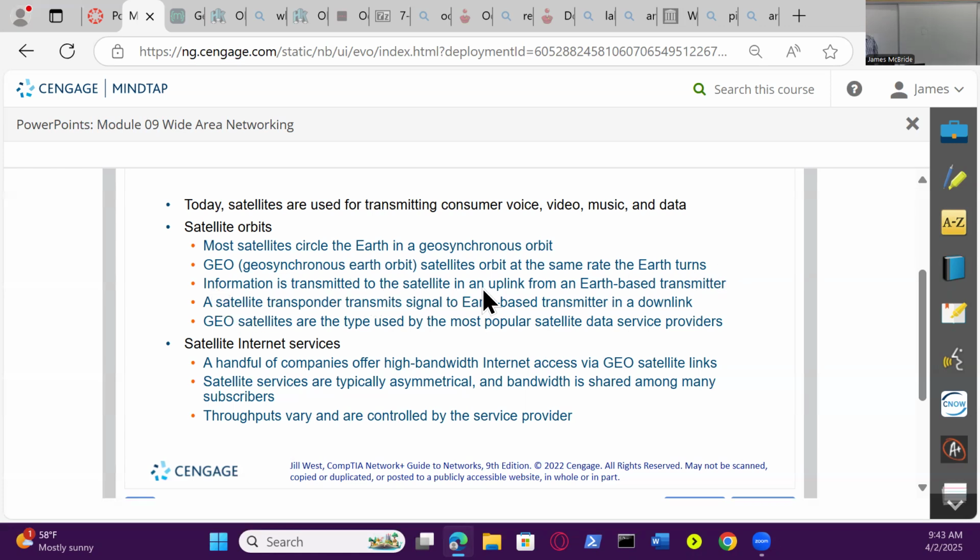Information is transmitted to the satellite in an uplink from an Earth-based transmitter. A satellite transponder transmits a signal to the Earth-based receiver as a downlink. And then geosatellites are the type used by most popular satellite services. So yeah, if you get on your cell phone and you decide to call somebody in France, chances are you're going to hit the geosynchronous orbit satellite here. It's going to relay it to another satellite that's over Europe and beam it down. So you're going to have an antenna that's talking to that.